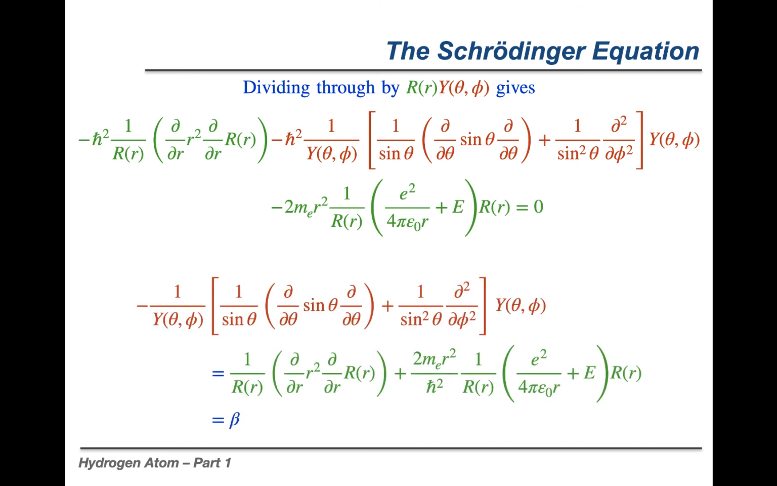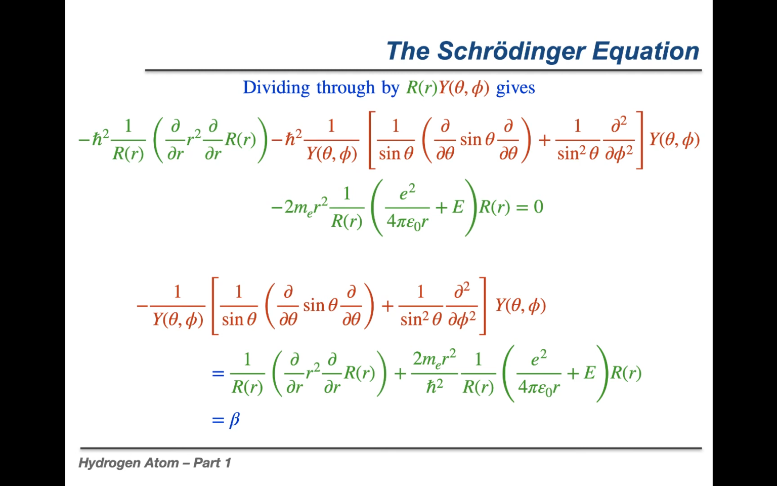I've also moved the energy term from the right-hand side to the left-hand side of the equation, and now I have a homogeneous differential equation. I can move the R-dependent terms to the right-hand side of the expression and keep the theta and phi terms on the left-hand side.